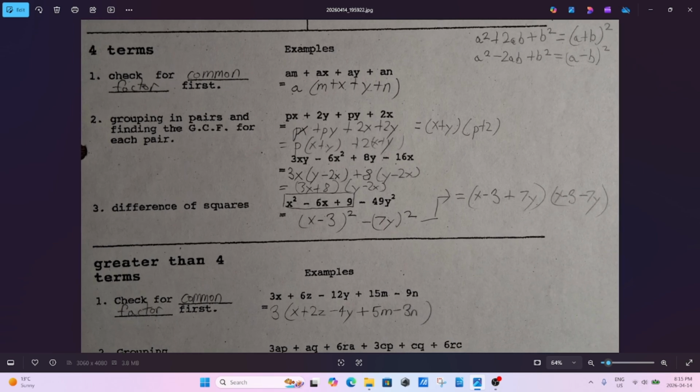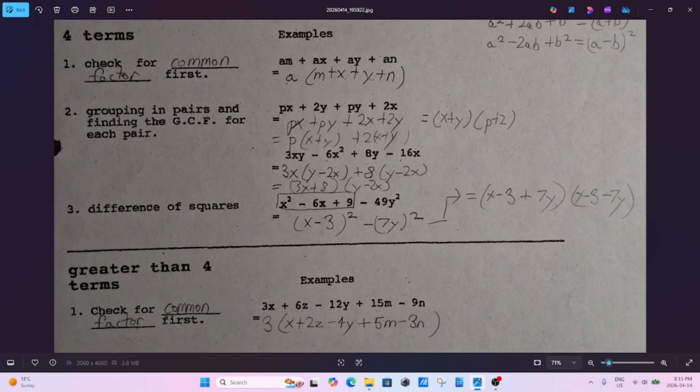And then we have 3xy minus 6x squared plus 8y minus 16x. We can factor out 3x from the first group and 8 from the second group. And so it becomes 3x times y minus 2x plus 8 times y minus 2x. So it becomes 3x plus 8 times y minus 2x.